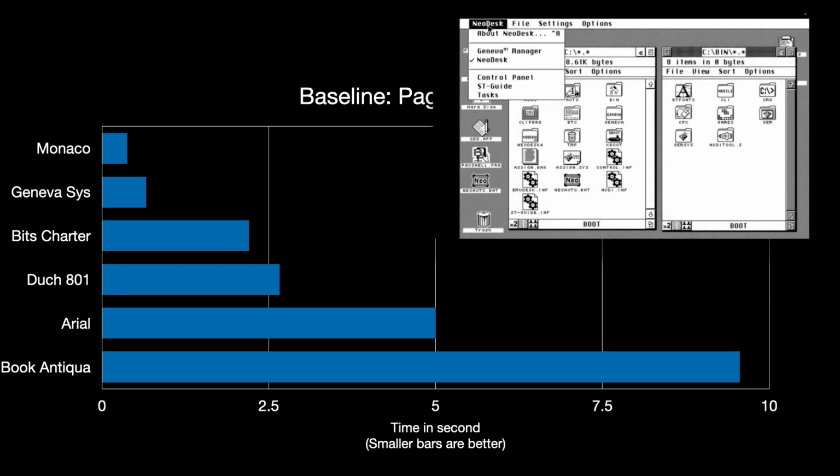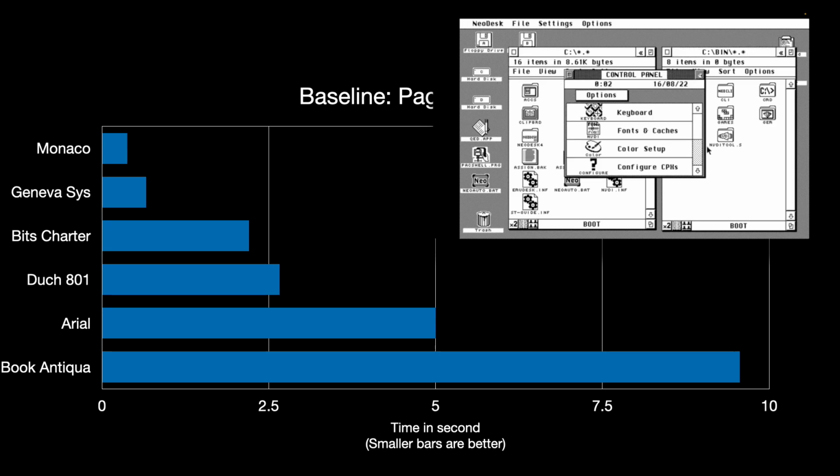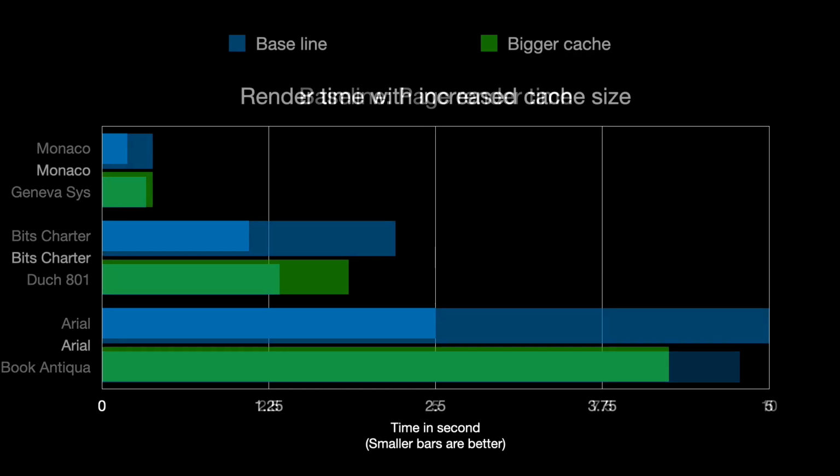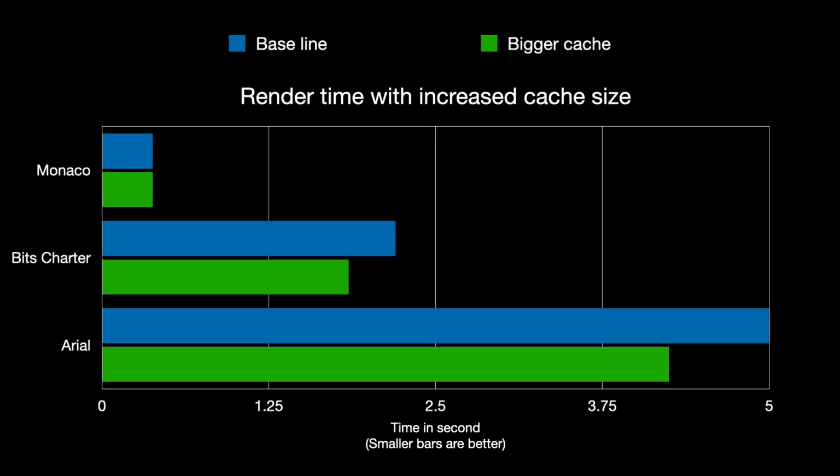Caching is always potentially an issue. So I raised the size of the font cache in NVDI from 80 kilobytes to 128 kilobytes and ran the tests again. But this time I only did it for the fastest font in each category. And the performance for these tests was Monaco, it took exactly the same time. Charter came in at 1.85 seconds, which is 84% of its previous time. And Arial came in at 4.25 seconds, which is 85% of its baseline 5-second performance.